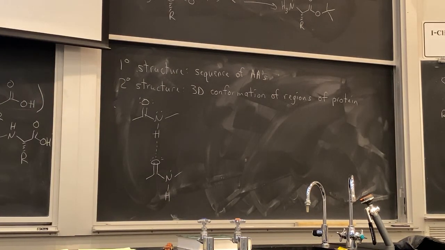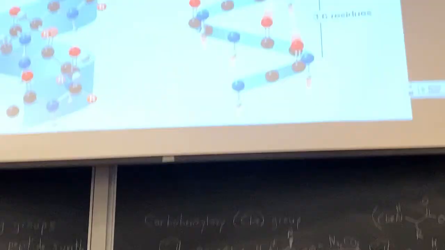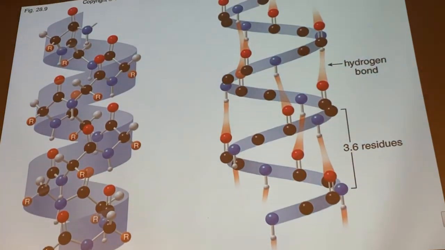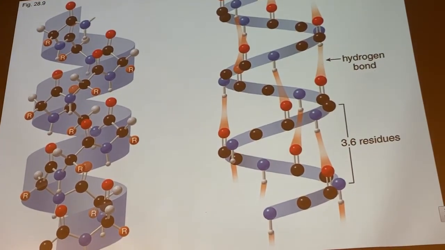There are two secondary structures. There's lots of secondary structures, but there are two that are much more common than the rest, and those are the ones we're going to focus on. The first one is the alpha helix. Okay? So an alpha helix is a right-handed helix, or a helix that has a clockwise twist as it goes up.